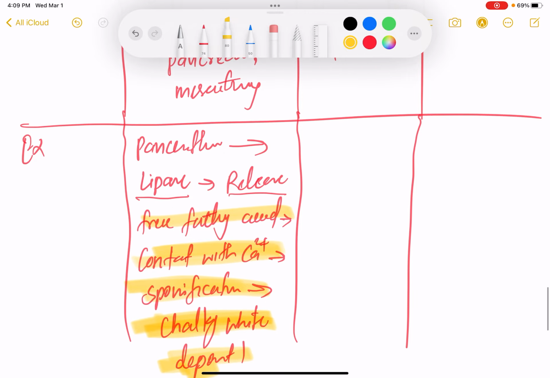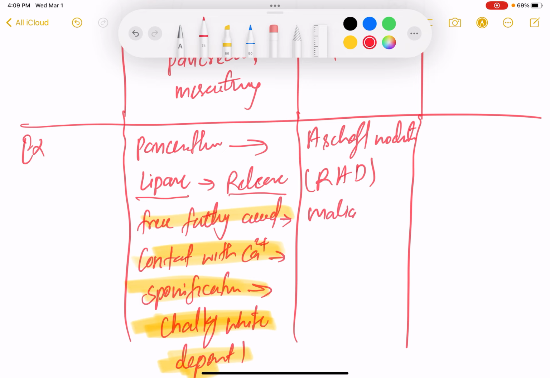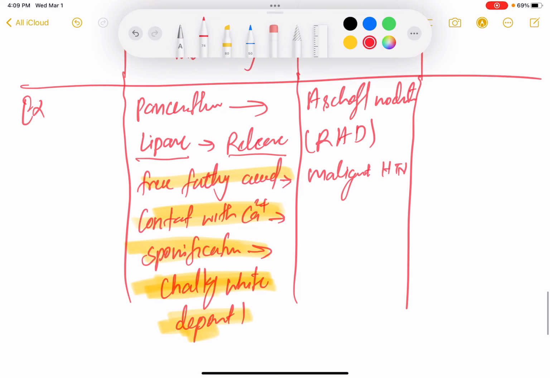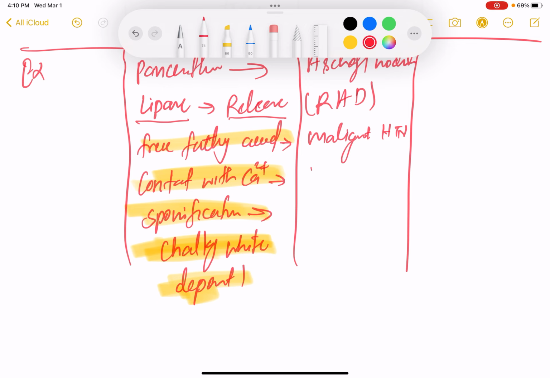Then we come to examples of fibrinoid necrosis. There will be Aschoff nodule, basically seen in rheumatic heart disease, and also malignant hypertension, or polyarteritis nodosa, which is a vasculitis.